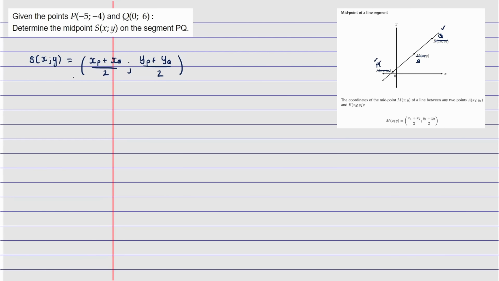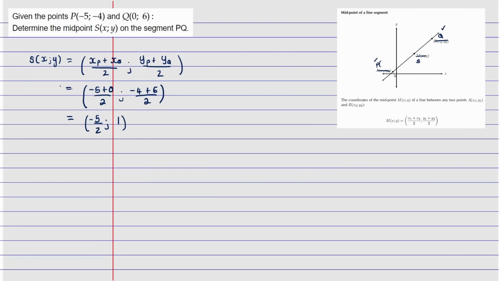The line segment PQ. So when we do that, it's going to be -5, right? Plus 0 divided by 2. Then for y, it's -4 plus 6 divided by 2, right? So that's going to give me -5 plus 0 divided by 2, right? Which is going to give me -5 over 2, right? So then for y, it's going to be -4 plus 6 divided by 2, which is going to give me 1, right?